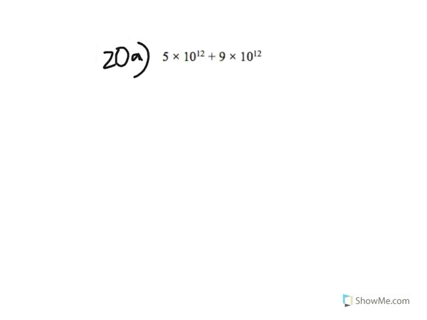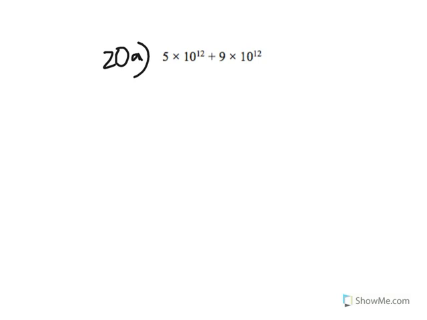Alright, so question 28, they're asking you to evaluate 5 into 10 to the power of 12 plus 9 into 10 to the power of 12. Now both of these numbers are in standard form. Standard form is nothing but when you have a number which just has the ones unit place multiplied by 10 to the power of something. So in this case, you have 5 into 10 to the power of 12 plus 9 into 10 to the power of 12.